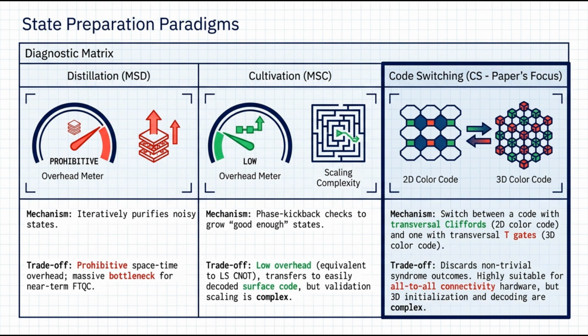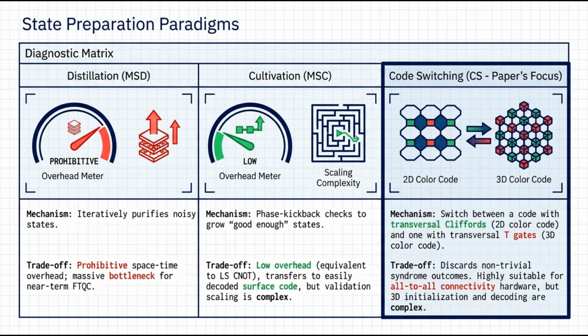This diagnostic matrix compares 3 primary paradigms for fault-tolerant magic state preparation. First, magic state distillation iteratively purifies noisy magic states, but its massive spacetime overhead represents a major bottleneck for practical implementations. Second, magic state cultivation utilizes phase kickback checks to grow good enough magic states with low overhead, equivalent to a lattice surgery-based controlled NOT on a surface code. While cultivation has been demonstrated experimentally, validating and scaling these protocols remains complex.